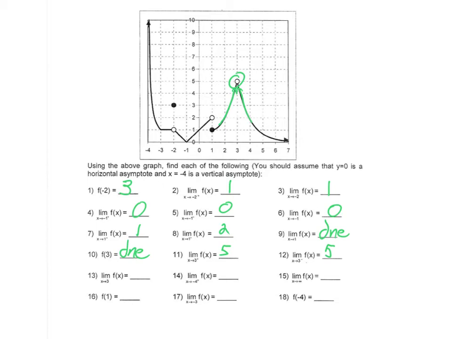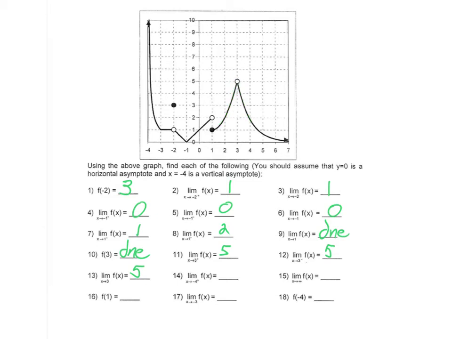Number 13 says, what is the limit as x approaches 3 of f of x? That is a two-sided limit. And again, do I actually need to look at the graph to figure this out? I could if I wanted to, but by looking at my answers to 11 and 12, since I got 5 for both one-sided limits, I know the two-sided limit must also be 5 as well.